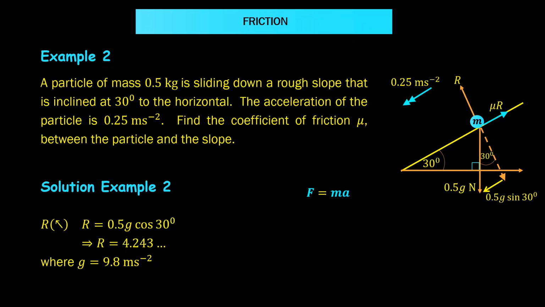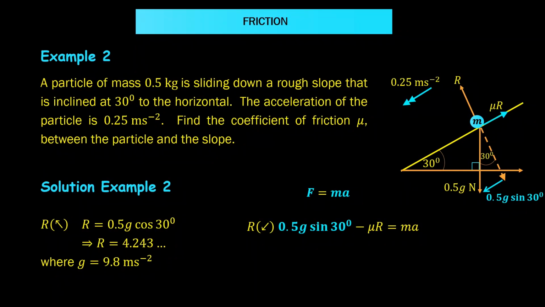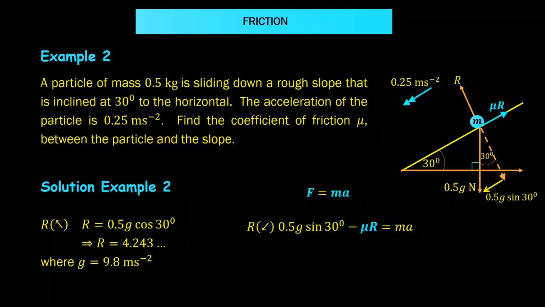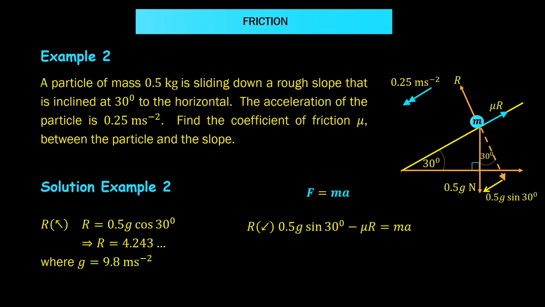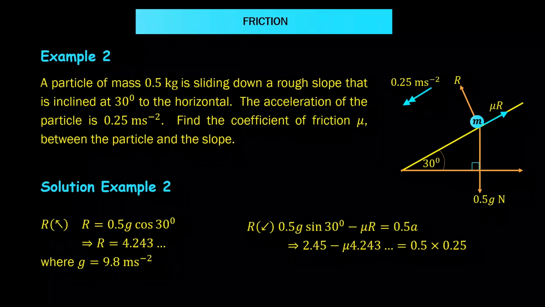Now, if we use the equation of motion, F equals ma, and we resolve parallel to the slope, we have 0.5 g sine 30 minus mu R equals mass times acceleration. The mass is 0.5, and of course the acceleration is 0.25.